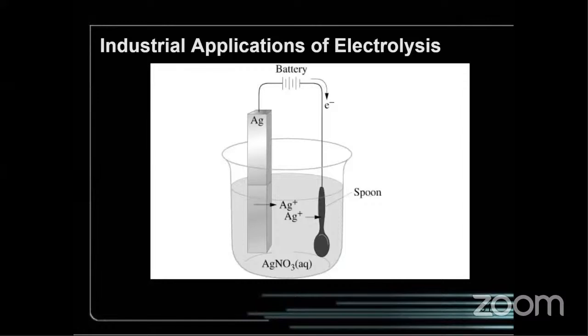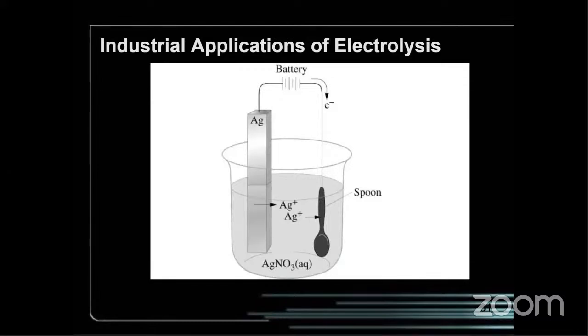All right, let's talk about applications of electrolysis. One of those key applications is electroplating. Electroplating is important because sometimes we coat an object with a certain type of metal for different reasons. One of the reasons is to prevent corrosion, for example, or to give the object certain properties that we want it to have. And so we coat it with another metal.